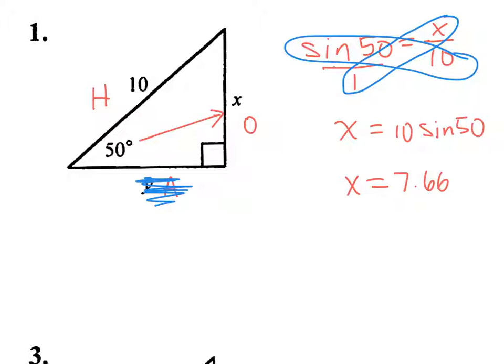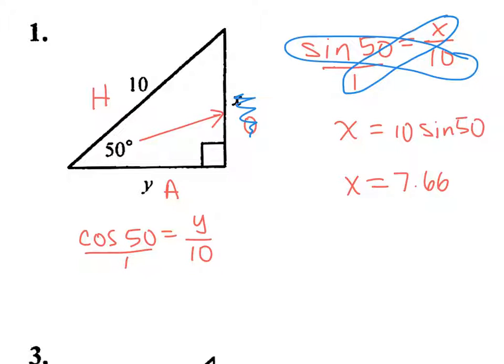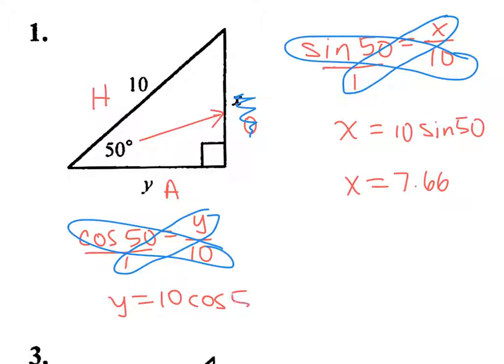All right, so now we're going to ignore the x since we already figured out what it is, and we're going to solve for y. The y has an a and the hypotenuse is h. What trig function are we going to use now? Cosine. So cosine of 50 degrees is equal to the adjacent over the hypotenuse. Again, take your trig function, put a 1 underneath it so that you can cross multiply. 1 times y is y, and then 10 times cos 50 is 10 cos 50.